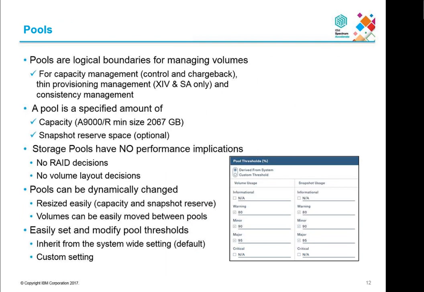And then, again, as part of that dashboard that I showed you, it will show you how much data has been written, the amount of data reduction that we're getting, and the amount of hard capacity that's actually been used after the data reduction has occurred. Again, no performance implications, because I'm not doing any RAID decisions, not doing volume layout decisions. I'm just saying, in the case of A9, I've got this much virtual capacity that I want to use, so I'm going to assign some of that to this pool and use that to create volumes in the pool.